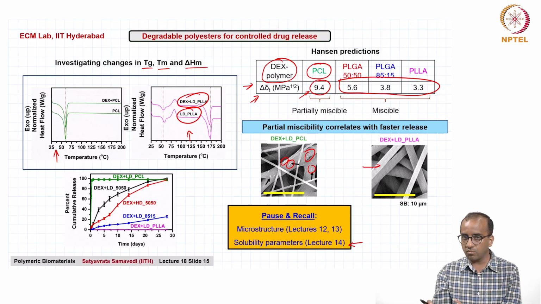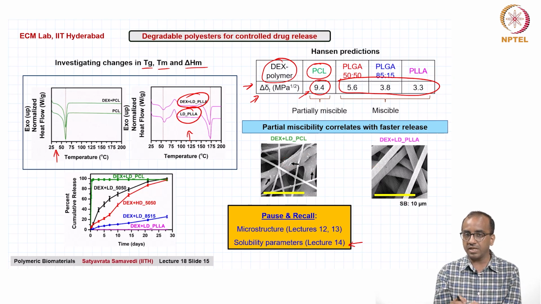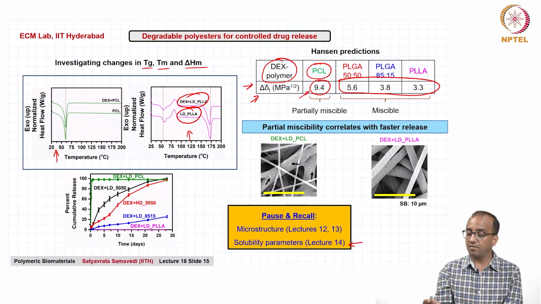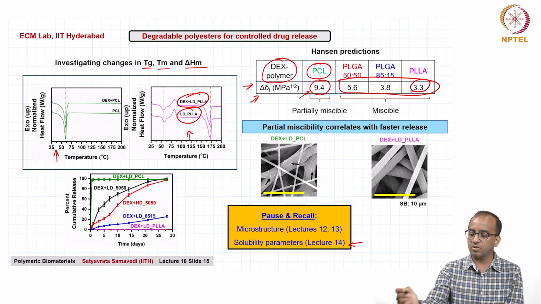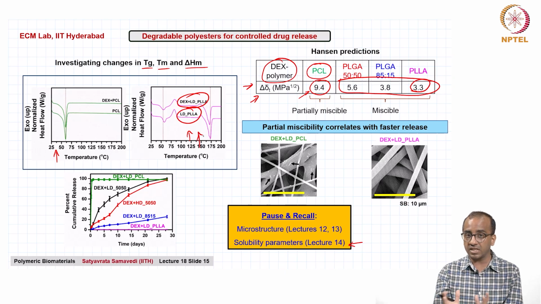So, essentially what this tells you is that in one case, namely the PCl, because of incompatibilities, the drug could have partially been miscible and could have phase separated onto the surface, resulting in very rapid release, whereas with much better Hansen solubility parameters, also supported by changes in Tg and Tm, which indicate drug polymer interactions, the drug could have released much slower from PLLA.